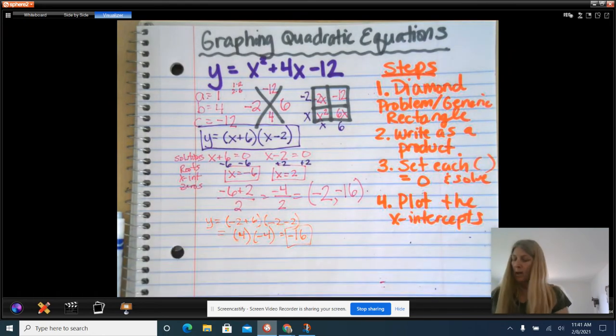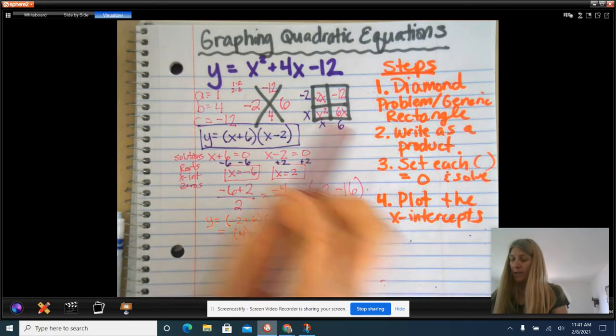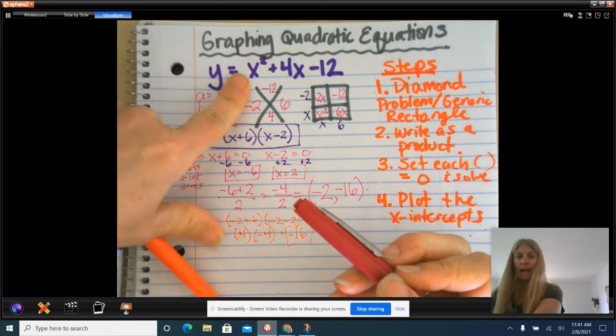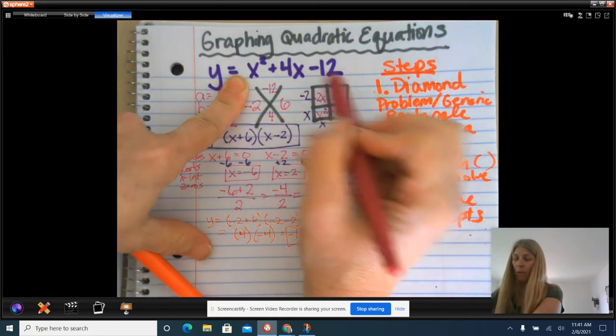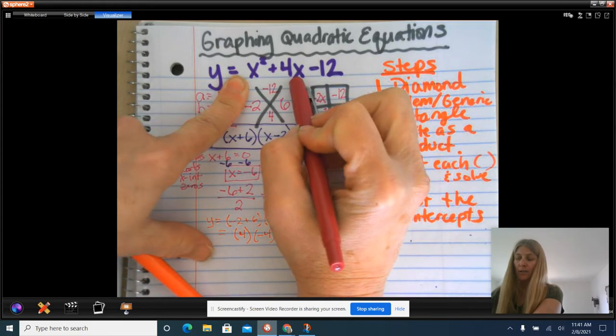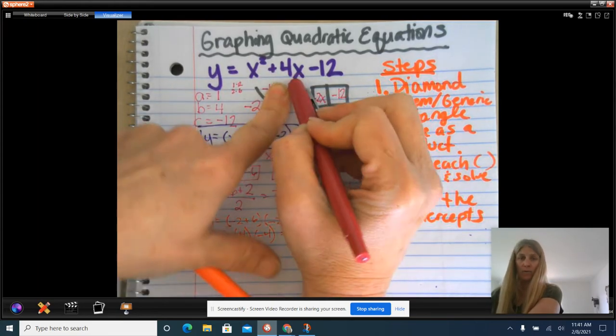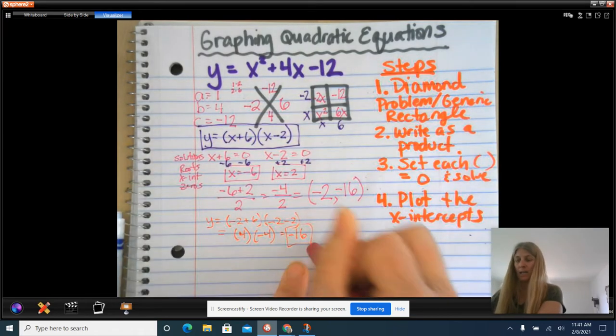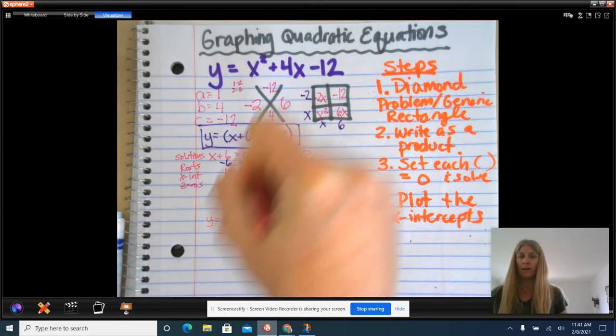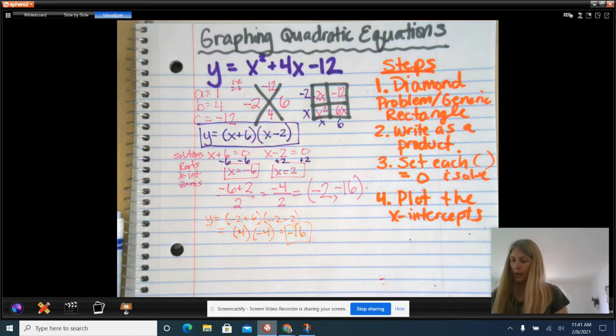Now, if I use this one as well, -2 squared is 4, and then we have 4 times -2 is -8, that's -4, and -4 minus 12 is -16. So it doesn't matter whether I plug it in here or here, it's whichever one's easier for you.